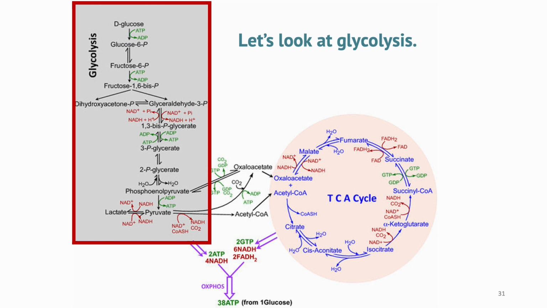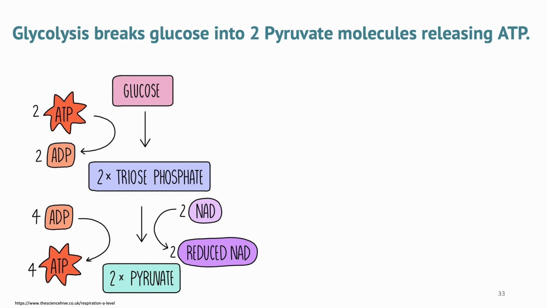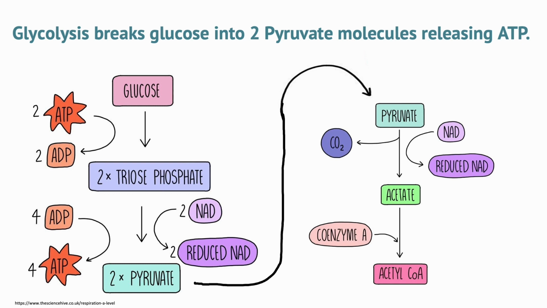So let's look at glycolysis first. Let's break glycolysis down into simpler chunks. But really what's coming in is glucose, and what's leaving is two pyruvate molecules. And along the way, ATP is being released. Glycolysis breaks the glucose into two pyruvate molecules, releasing ATP. Then those two pyruvate molecules at the end of glycolysis are oxidized into acetyl-CoA, which enters the citric acid cycle.